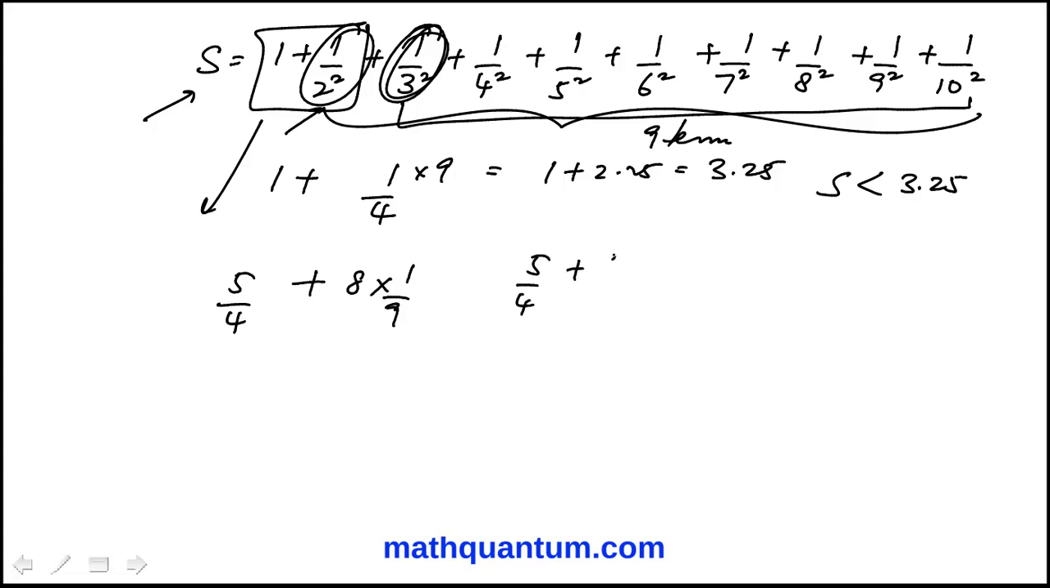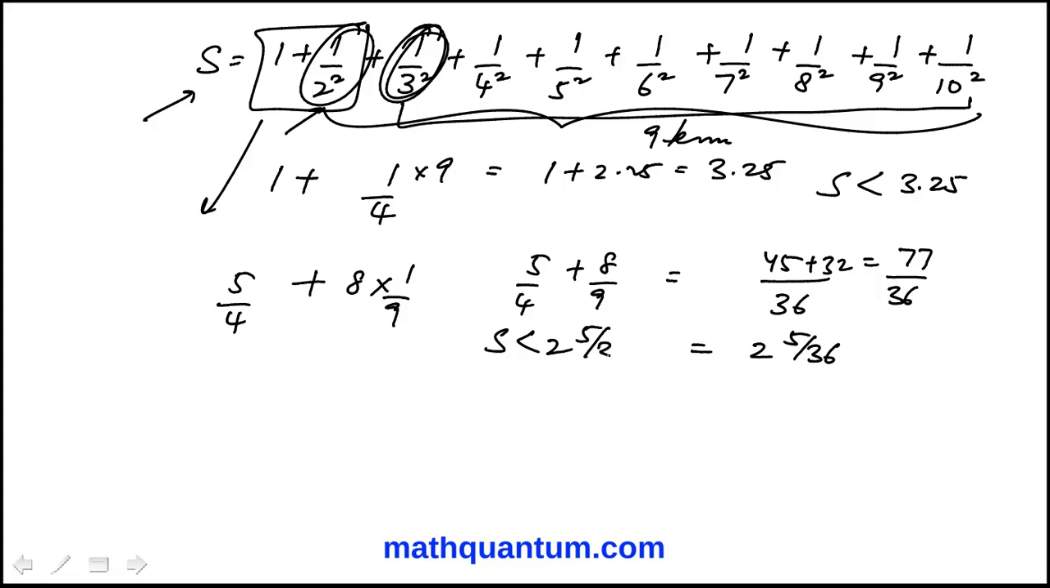Let's see what that gives me. I'm going to add that fraction. 45/32, that's 77/36, which is 2 and 5/36. So I've tightened that upper limit. My sum has to be less than 2 and 5/36. So if I go back to my answer choices, I can eliminate A, which is S is greater than 3, B also, and now I'm left with the other 3.